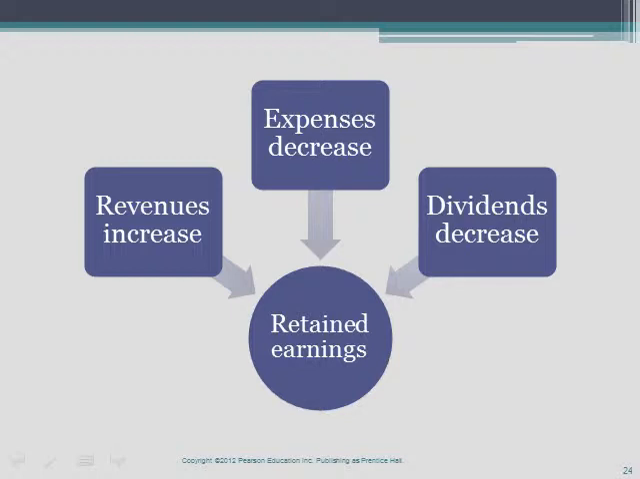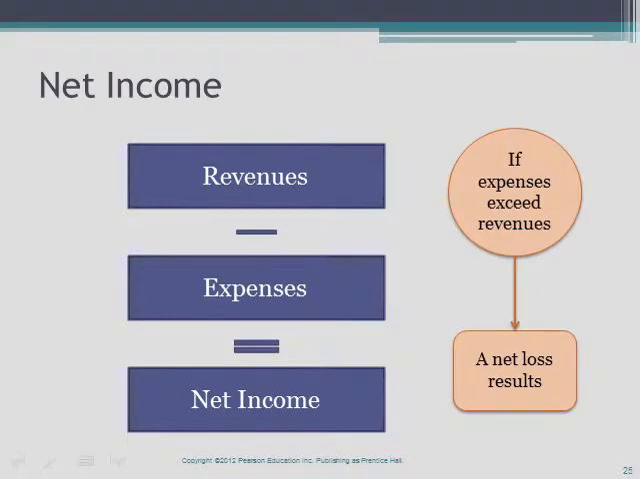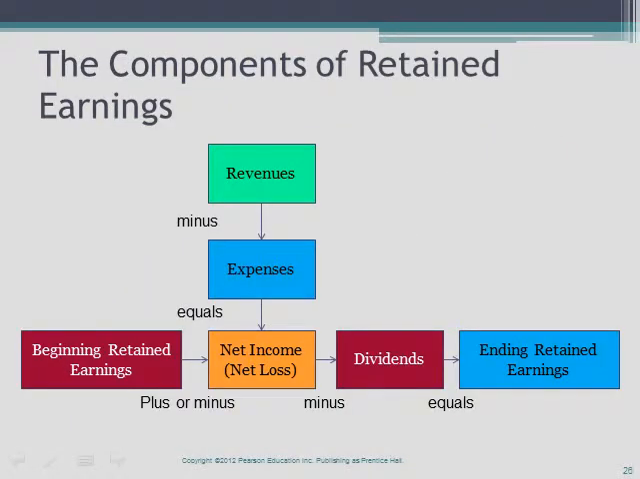So to review, revenues increase retained earnings while expenses and dividends decrease retained earnings. Businesses strive for profits, the excess of revenues over expenses. When total revenues exceed total expenses, the result is called net income, net earnings, or net profit. Obviously, when expenses exceed revenues, the result is a net loss. Net income or net loss is the bottom line on an income statement. This slide shows the relationship among the following: retained earnings, revenues minus expenses equal net income or net loss, and dividends.